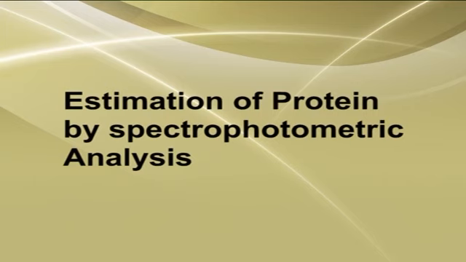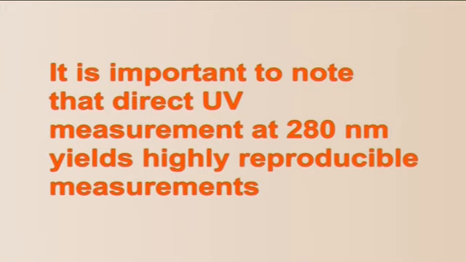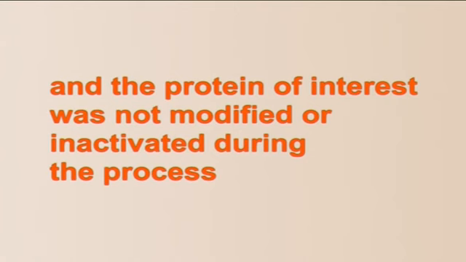The next application: estimation of protein by spectrophotometric analysis. Since protein absorbs light at specific wavelengths, a spectrophotometer can be used to directly measure the concentration of purified protein in solution. It is important to note that direct UV measurement at 280 nanometers yields highly reproducible measurements since no reagents are added to the protein solution and the protein of interest is not modified or inactivated during the process. It also produces quick results since the sample does not need to be incubated in order to complete the process.